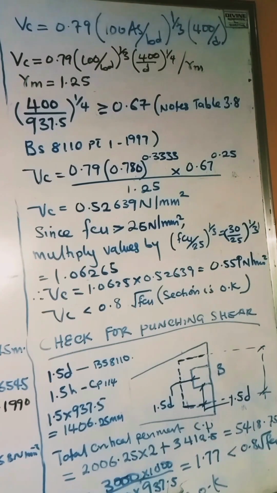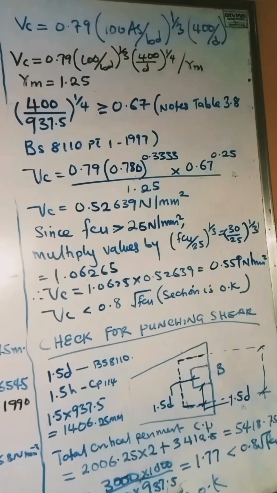stress. So working out the shear stress from the code, the formula will have it Vc 0.79. We'll have that formula for shear stress. So we can obtain that from BS 8110 table 3.8. We can get the notes from table 3.8. Of course, follow it. We have 400 over 937.5 raised to the power 1 over 4. And that value should be greater than 0.67 for slabs.